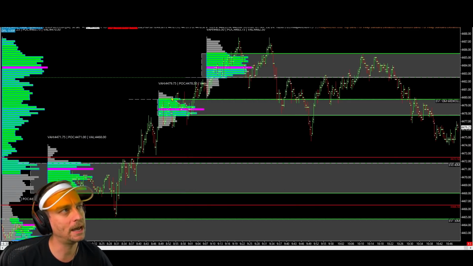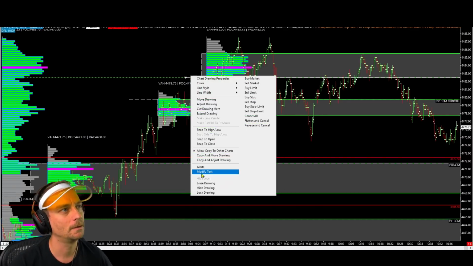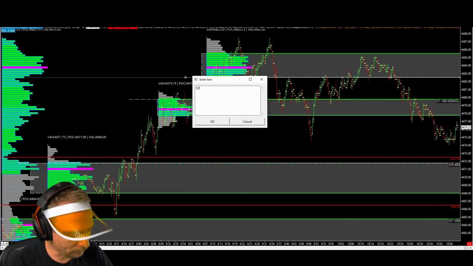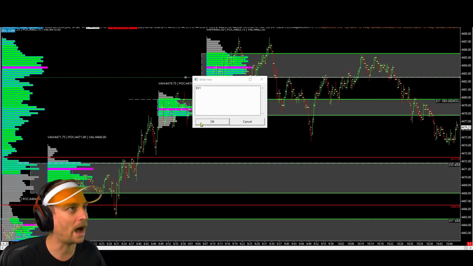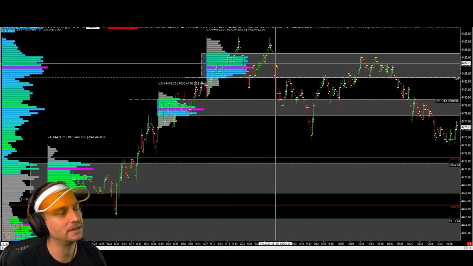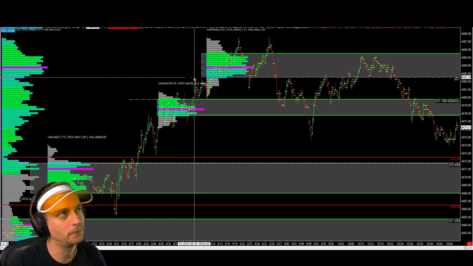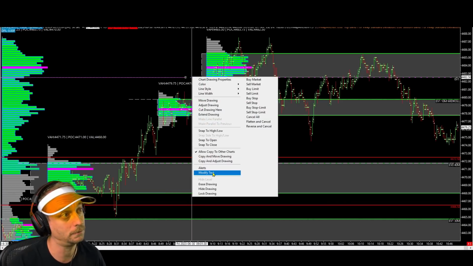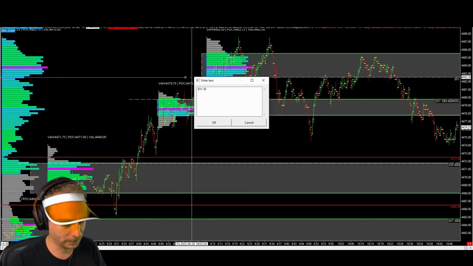So we're going to label this, modify text, EV1. How many times did it pivot? Okay, this curve is 9:07 to 9:35. We're going to give it a 30-minute rating. That's a good curve. That's a really good curve right there.